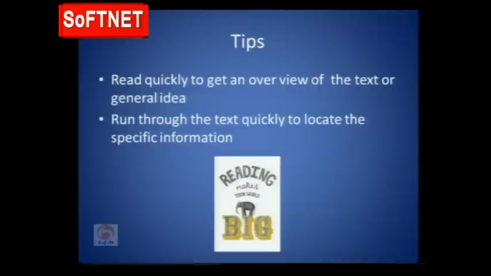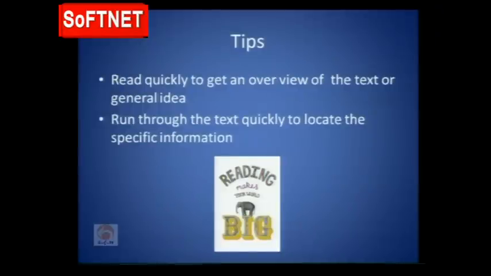Read quickly to get an overview of the text or the general idea. Generally, while reading a passage there are two ways we can read. One is to read quickly so that you will get the overall picture of that passage: what it is about, what it consists of, and who the characters are. The second strategy is to run through the text for specific information. Suppose after reading the questions you want to find some information to answer a particular question. This reading will help you find specific information in that passage. These are the tips that you have to follow to score better marks in the comprehension passage.